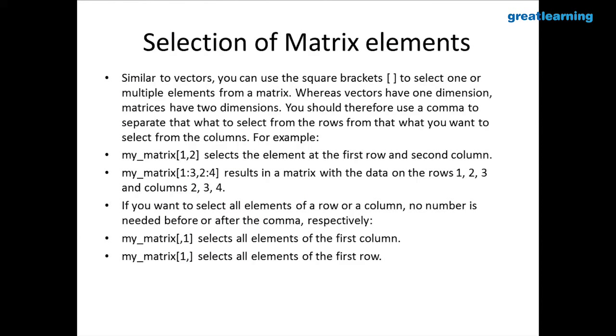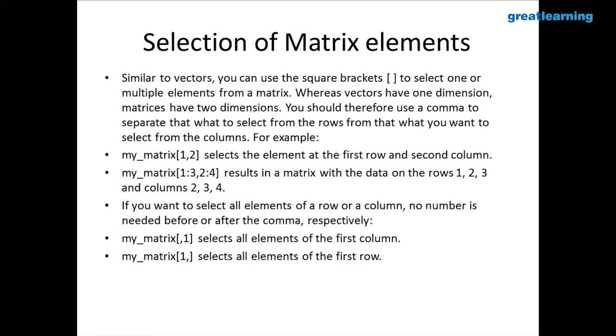So now the next step is, now that I have created a data object like a matrix, how will I extract or select elements from it? To do that, as we did on the vector side, we can use square brackets to select one or more elements from a matrix. Whereas a vector has 1 dimension, a matrix has 2 dimensions, so we should use a comma when selecting something out of a matrix with square brackets.